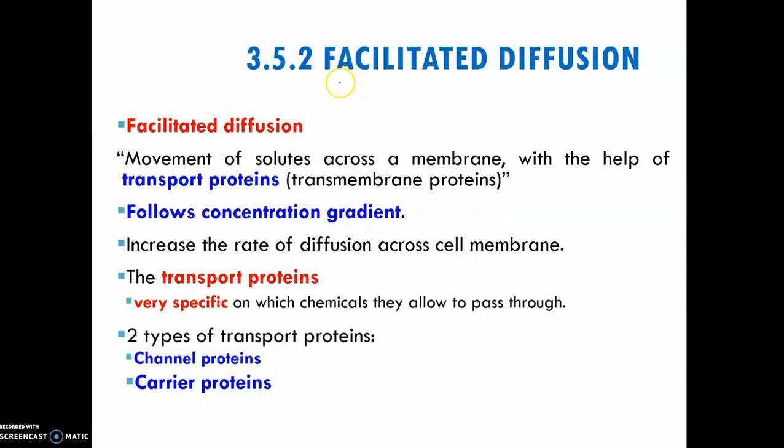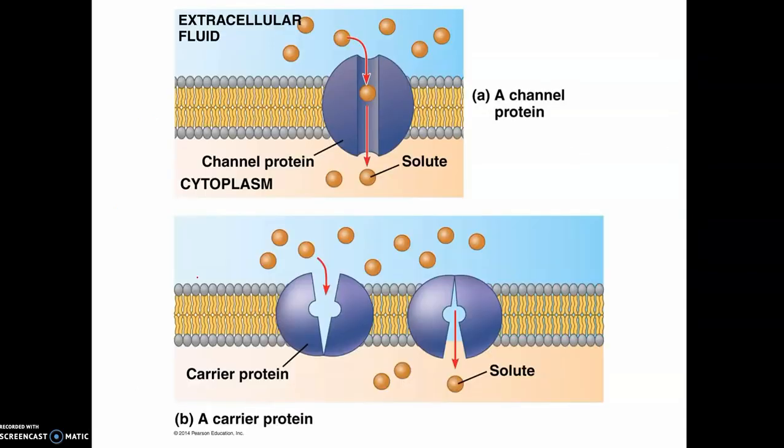3.5.2 Facilitated diffusion. Facilitated diffusion, similarly to simple diffusion, it allows substance to move following its concentration gradient or down concentration gradient, and it does not need any ATP. However, compared to simple diffusion, facilitated diffusion needs transport protein.